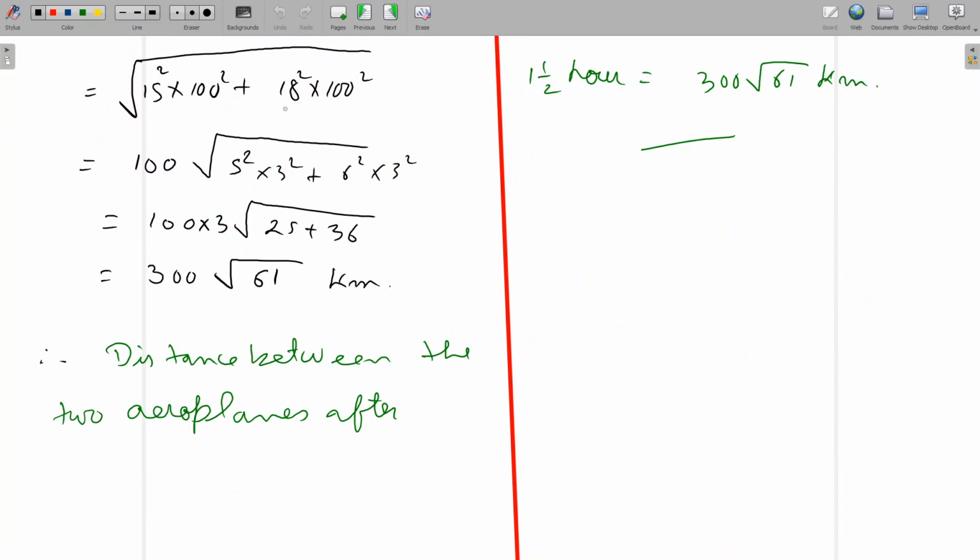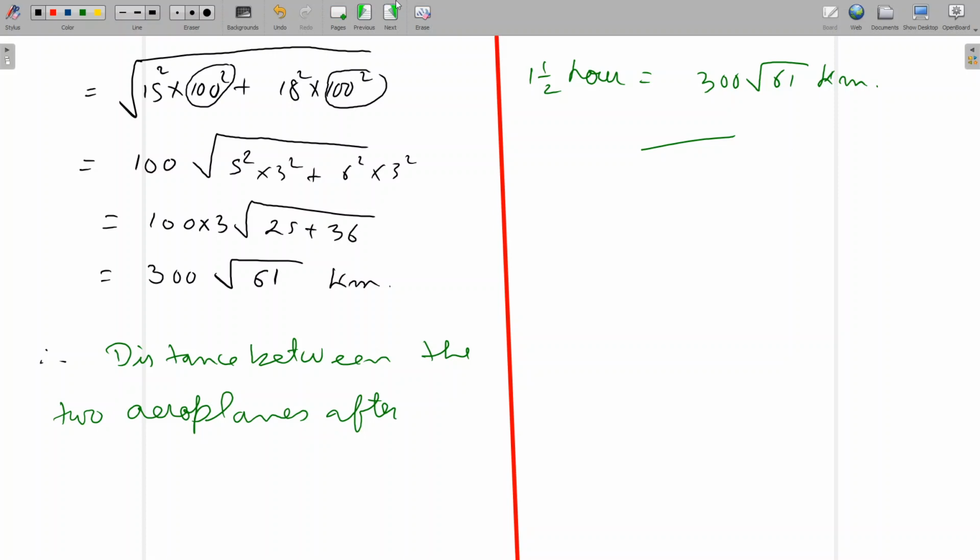Now in both parts we can write it as 15 square into 100 square plus 18 square into 100 square. Then because 100 square is common in both the parts, we can take out 100 square out of the square root. So we'll be getting 100. Simplifying this, we'll be getting 300 root 61 kilometer. Therefore the distance between the two aeroplanes after 1.5 hours will be 300 root 61 kilometer.